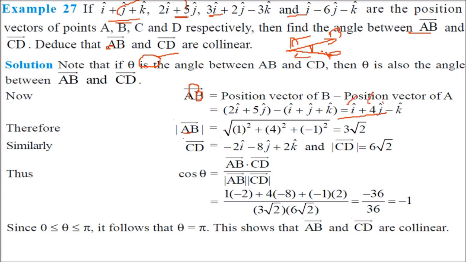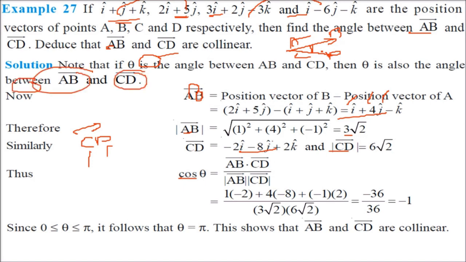Then we subtract them. We get i plus 4j minus k. Then we take the magnitude, that is, take the coefficients of i, j, k, square them, add them, and take the square root, which gives root 3 root 2. We do the same thing with CD. Take the position vector of D and the position vector of C, subtract them. Then we take the magnitude, take the coefficients of i, j, k, square and add.